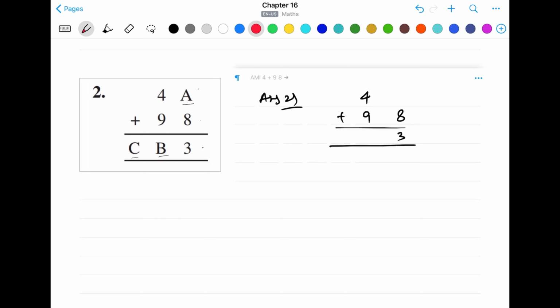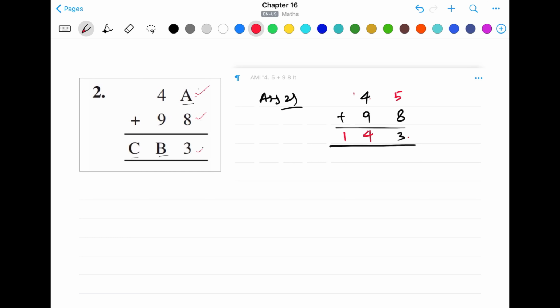Now let's see, this A is something which, when added to this 8, we are getting 3 at the units place. That means this number has to be 13 while adding A plus 8. So what should we add to 8 to make it 13? That number simply is 5. So 5 plus 8 is 13, so we're getting 3 here, then carry will be 1. Now this 4 plus 9 is 13, plus 1 is 14, so we got 1 and 4 here.